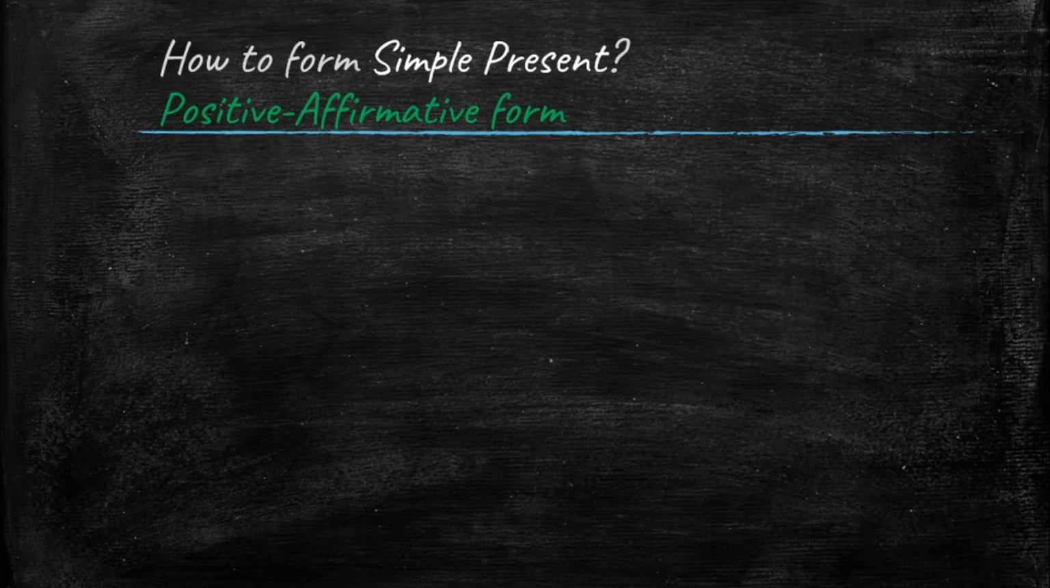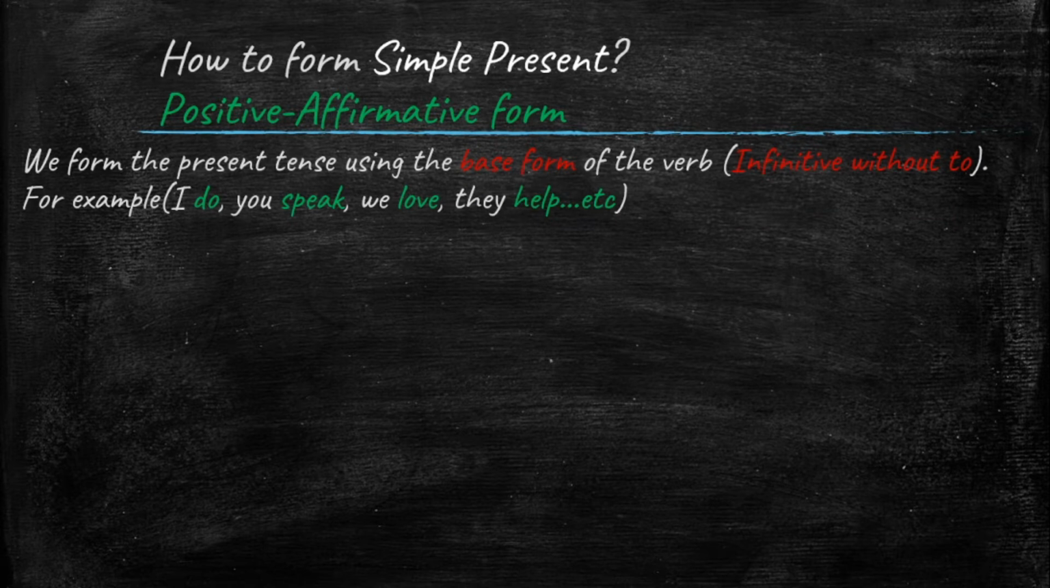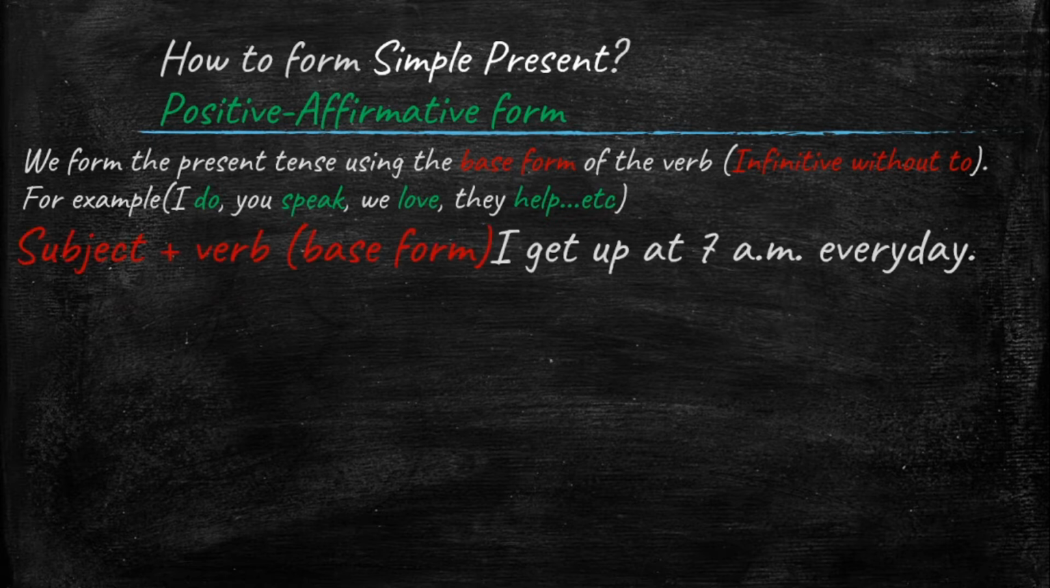So in the positive or affirmative form, we form the present simple tense using the base form of the verb, which is the infinitive without to. For example, I do, you speak, we love, they help. So the sentence structure is like this: subject plus verb in the base form. For example, I get up at 7 a.m.